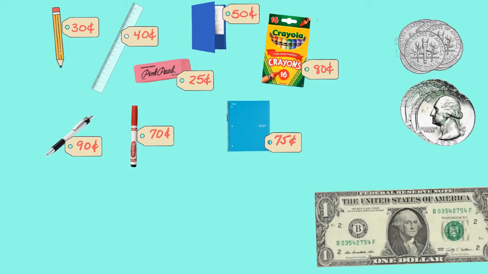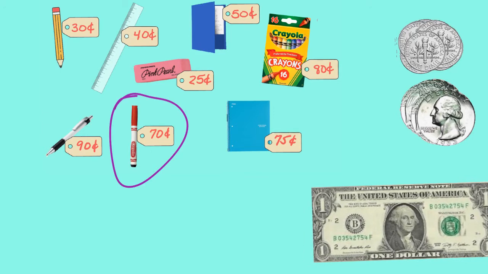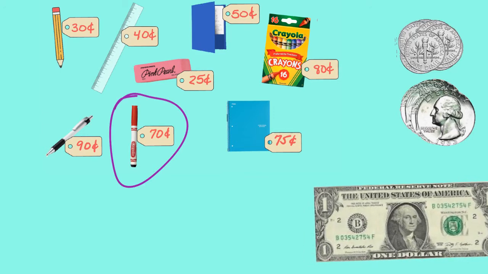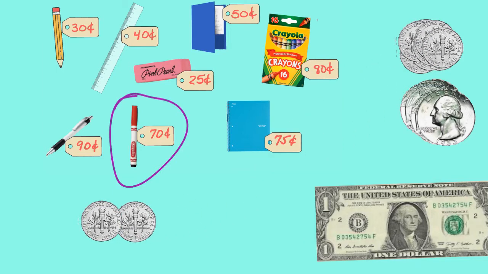Okay, so now I want to purchase this marker for 70 cents. I will give you my $1 to pay for this, and I need you to give me back the correct change. So I'm going to see if I know how much change to give back. I'm going to select some change that I think is the right amount of money to give back for the 70-cent marker.